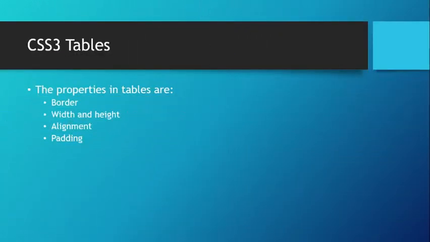Next we are going to see CSS3 tables. Tables I have also explained in a previous HTML session. I will give the link in the description, you can go and watch it now. I am going to explain how tables are designed in CSS. The properties for tables are border, width and height, alignment and padding. Now I'll show you the outputs.